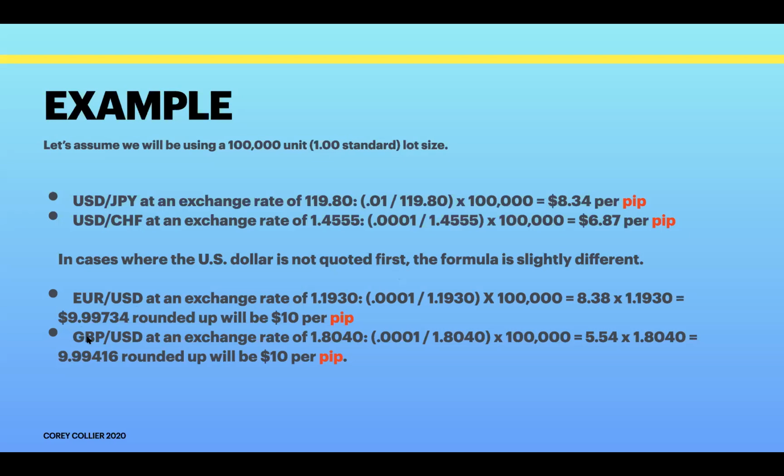So it's almost safe to say that whenever the United States dollar is quoted second and you place a full standard lot, you'll get $10 per pip. But when it's quoted first, it pays a little bit differently. And the reason for that is because, again, guys, you are simultaneously buying and selling something. So when you close your order out, you just sold something, right? So that's where this comes in.